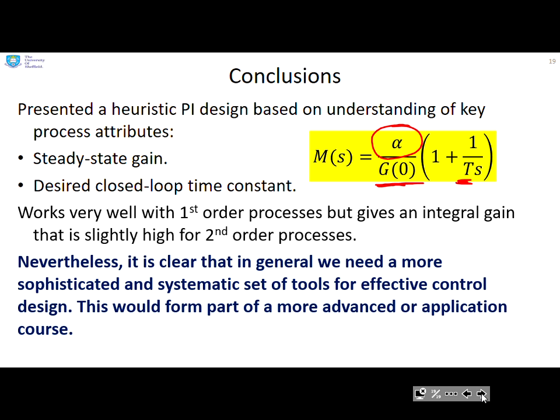Nevertheless, what will be clear to you is, although we've given you a simple design here which works okay for simple systems, you're going to need a more sophisticated and systematic set of tools for effective control design in general. Now, this is likely to form part of a more advanced or application course.